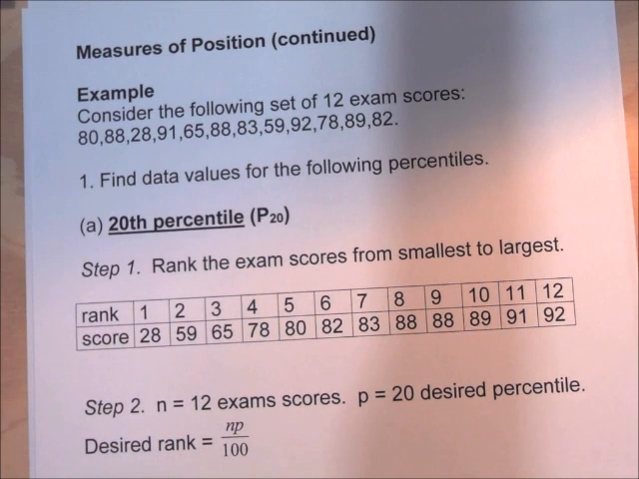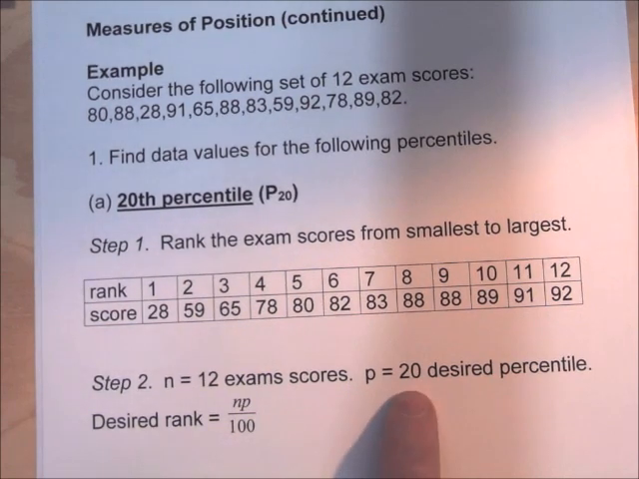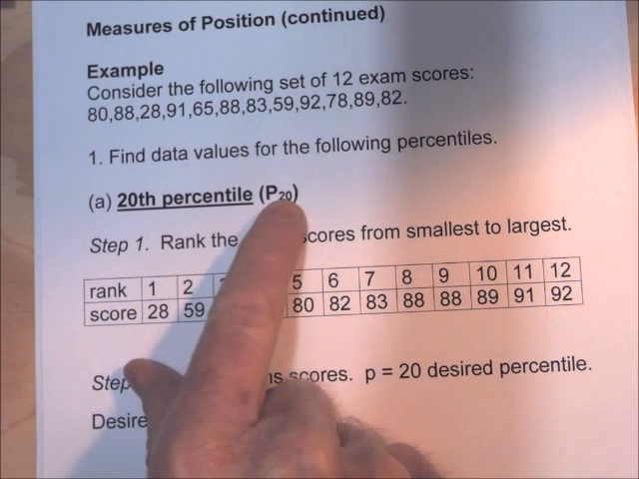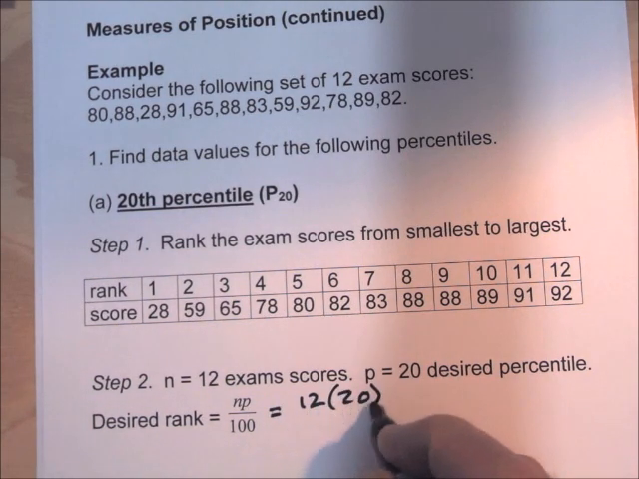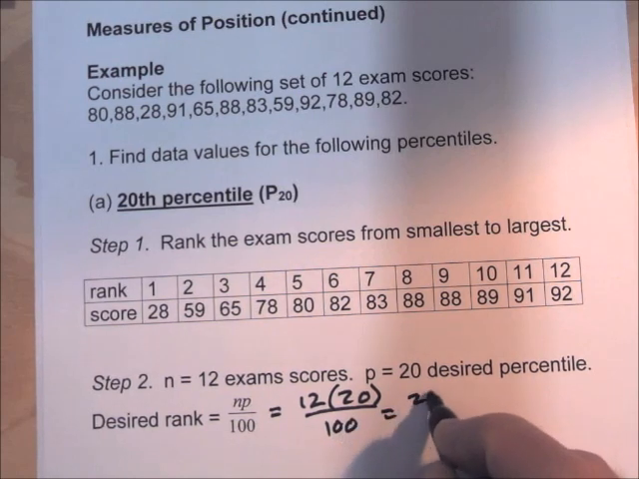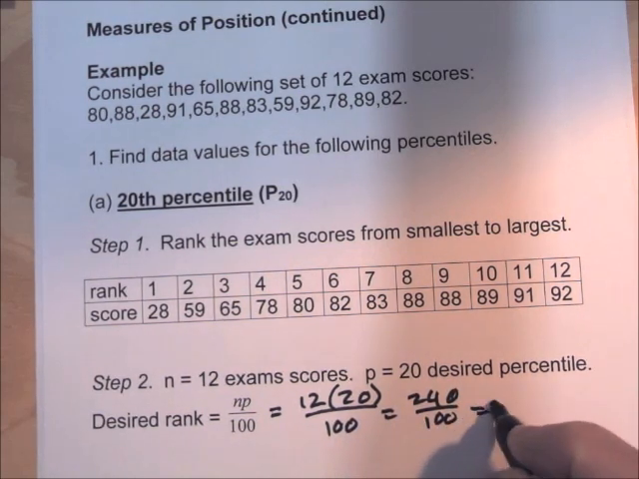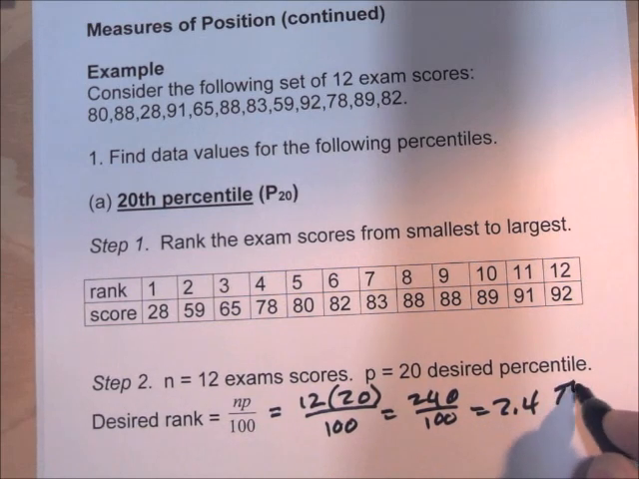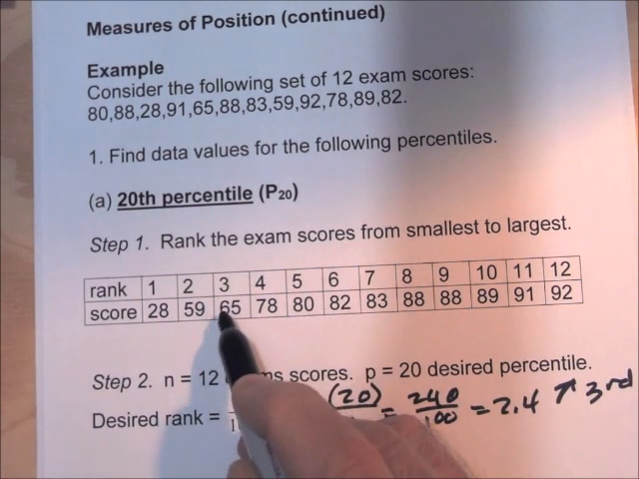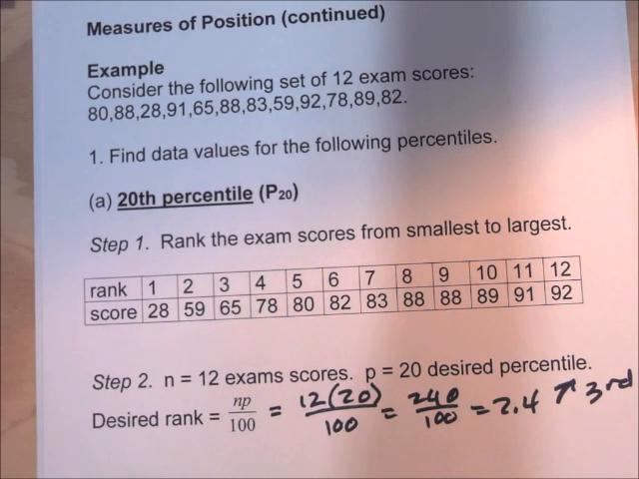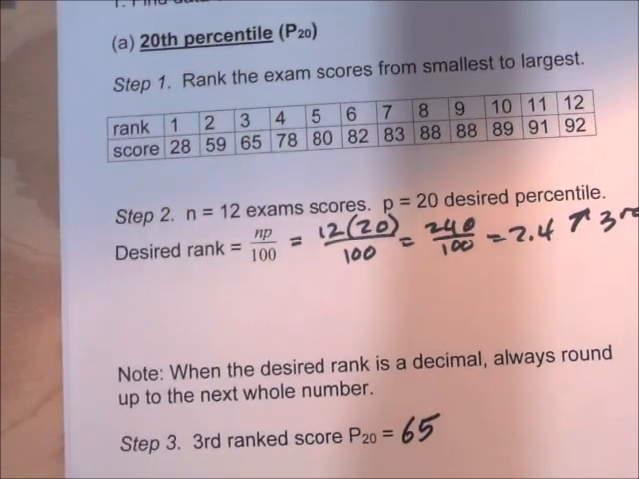So we have 12 exam scores, N is 12, and P is our desired percentile. We want to find the 20th percentile, so P is 20. Desired rank is N times P over 100. So this is going to be 12 times 20 over 100. So that's 240 over 100. That's 2.4. And for percentiles, we want to always round up. So we want to take the third ranked score. The third ranked score is going to be 65. So the 20th percentile, or P20, is equal to 65.